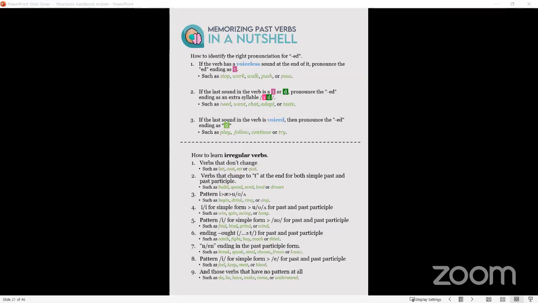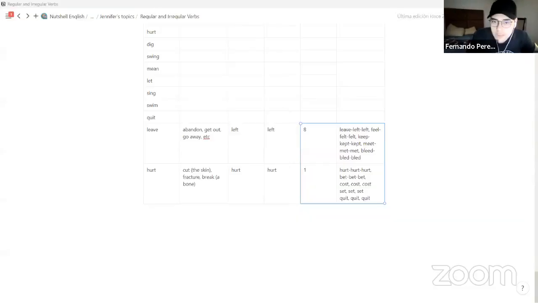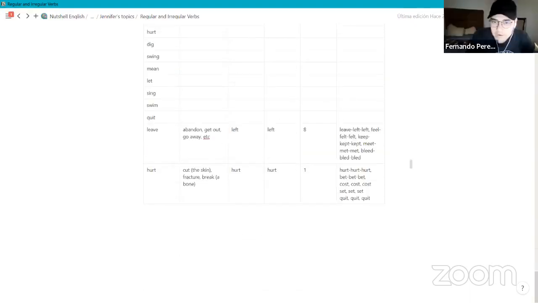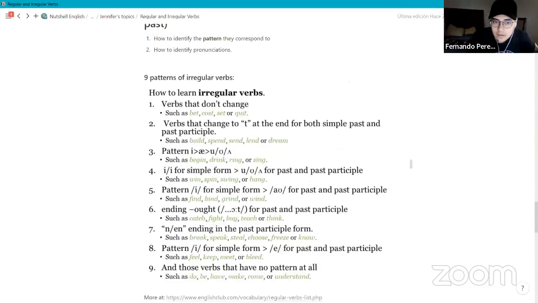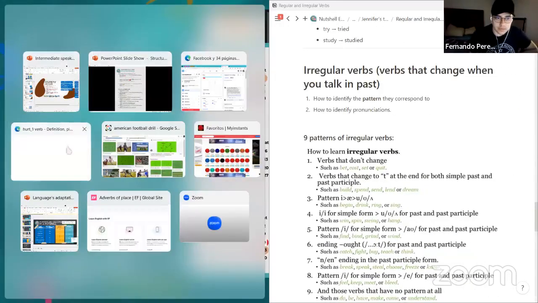Yeah, but I don't understand why feel is in pattern 8 when you search in the Oxford dictionary. You don't understand what happened? Pattern number 8? Yeah, when you search it in the Oxford dictionary, leave. Okay, so let's go again. Where is the dictionary? Over here.